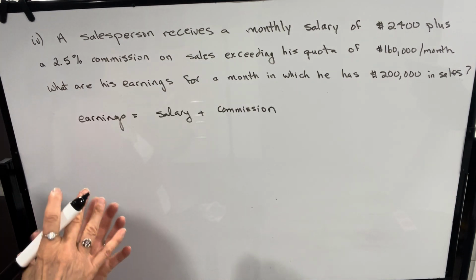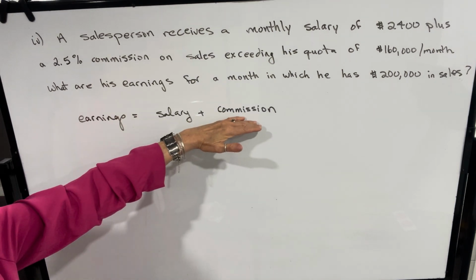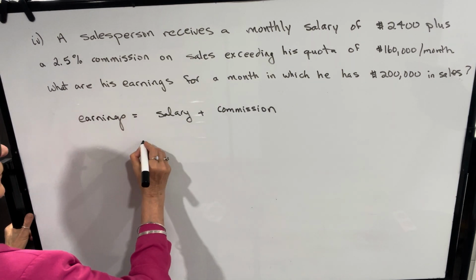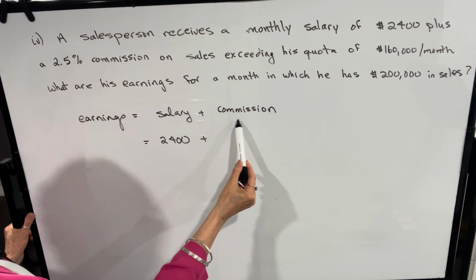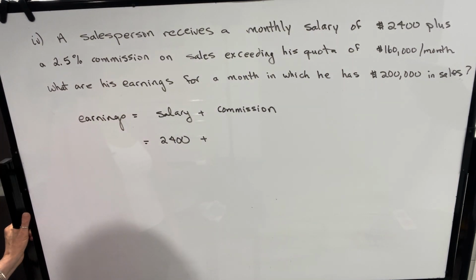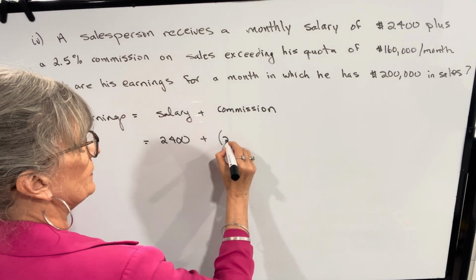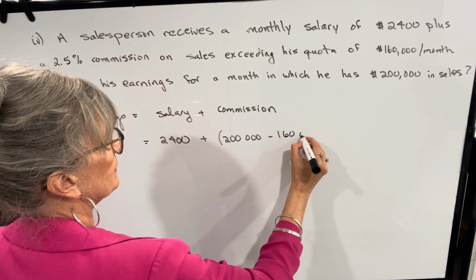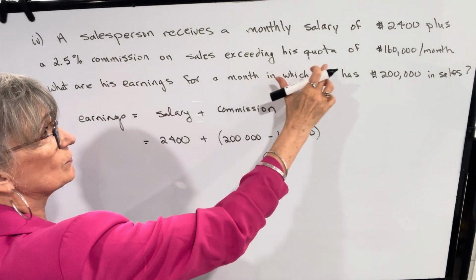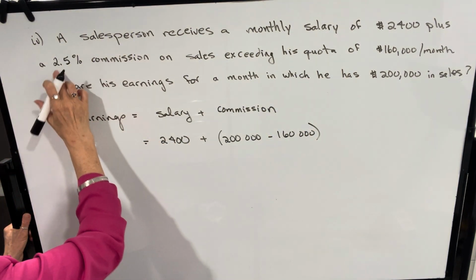So this isn't either salary or commission like the last example. This is going to be salary plus a commission. So the salary for a month is $2,400. And we need to calculate how much is paid in commission. So anything over $160,000 a month, so we have to find that difference. So $200,000 minus $160,000. So that's the amount that exceeds his quota, and that amount gets multiplied by 2.5%.